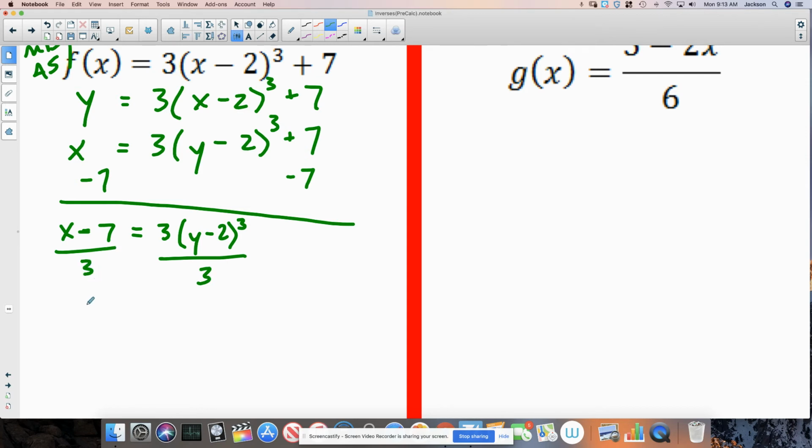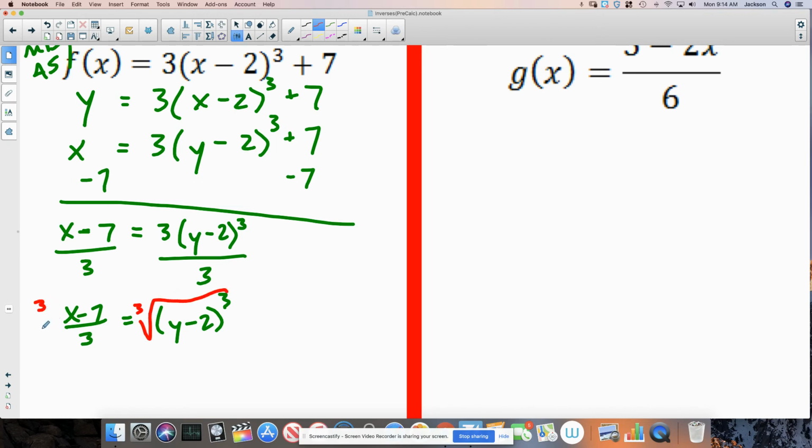We get x minus 7 over 3 is equal to, we still need these parentheses because this quantity is being cubed. So now what operations do we have left to get rid of? Something that's inside the parentheses and something that is an exponent. So the exponent, we have to get rid of that next. How do we get rid of a cube? We get rid of a cube by doing the cube root, just like we get rid of a square by doing the square root.